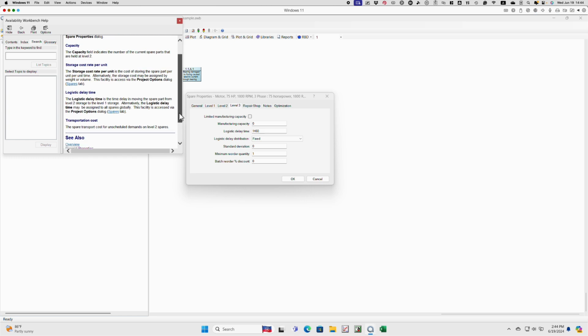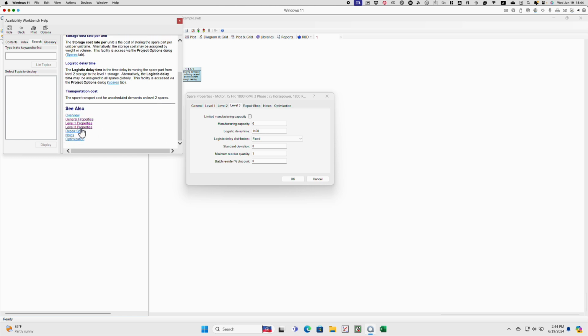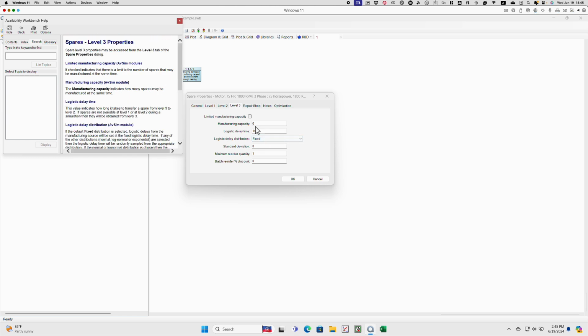The thing to be careful of on level 3 is mainly this logistic delay time. The logistic delay time shown on level 3 is the time it takes to get the part from level 3, which typically would be the vendor, to level 2. So if it's not going to come to level 2, you would want to subtract the level 2 logistical delay from that delay from the vendor, because the delay from the vendor would get you all the way to where you're going to use the part.